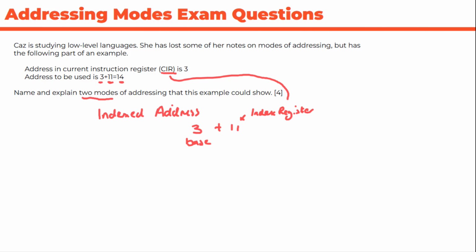Now, if I was to explain the other mode of addressing, again, this is another thing that I just said in the previous question. I think it's relative addressing. So what is relative addressing? Relative addressing is going to use an offset. And the offset is 3 because that's the address that's been provided. So relative uses an offset, and in this example, the offset is 3, and that is used to calculate the real address from the base address, from base address 11.